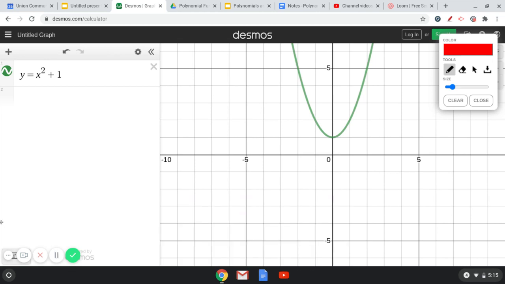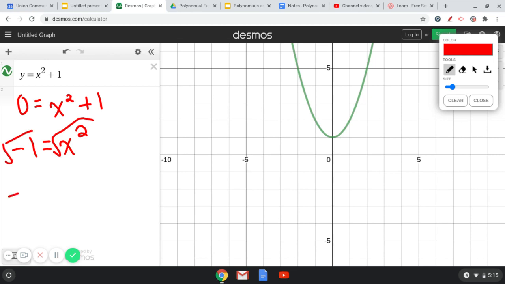So to find the zeros, we're trying to solve for x when y is 0. So algebraically, this is literally 0 equals x squared plus 1. Subtract 1 from both sides, and we get negative 1 is equal to x squared. So we square root both sides. Hang on, I forgot my plus or minus. This means that plus or minus square root of negative 1 is equal to x.